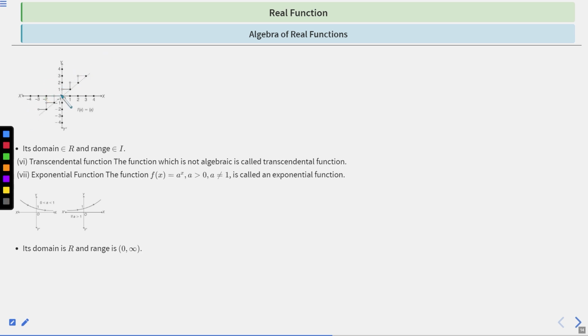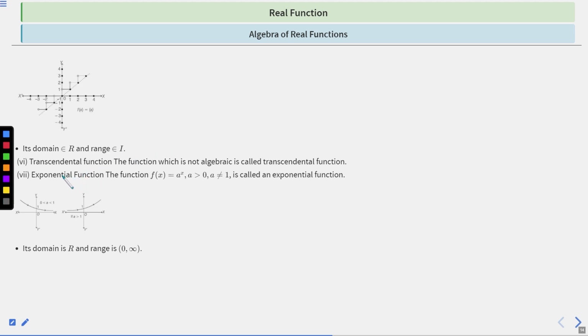The difference is that when x is 1, it is basically 1 here, not 0. At a point between two integers, its value is basically the greater integer. Its domain is R and range is I.